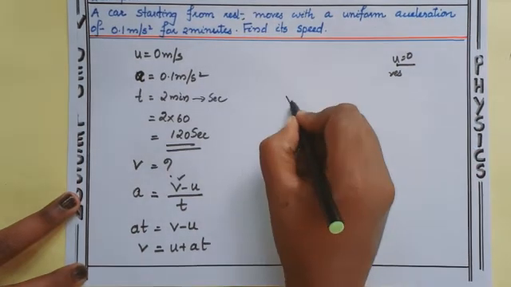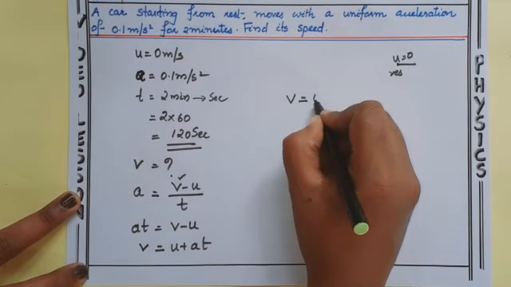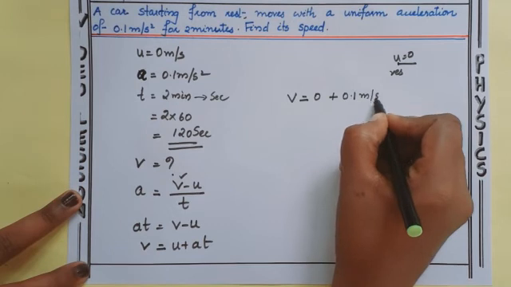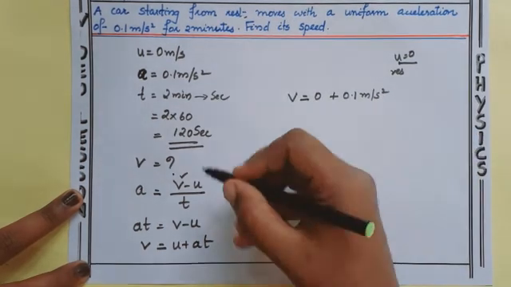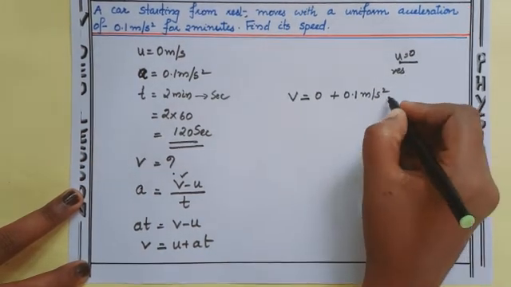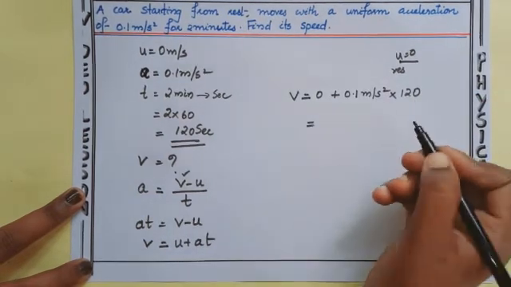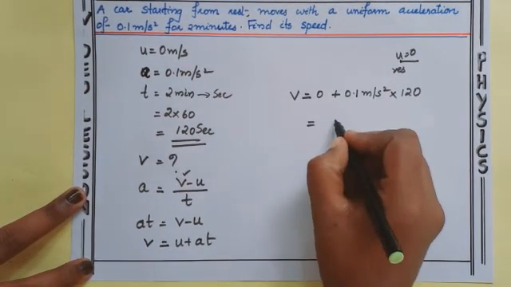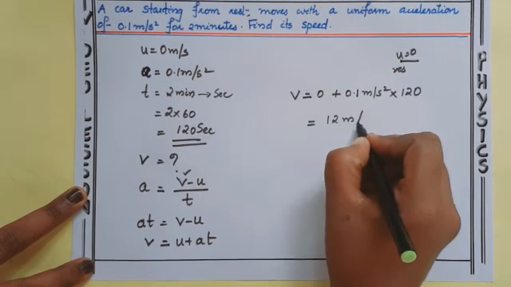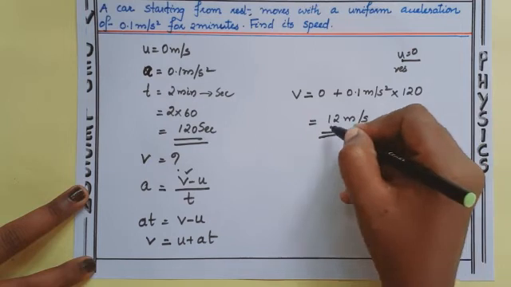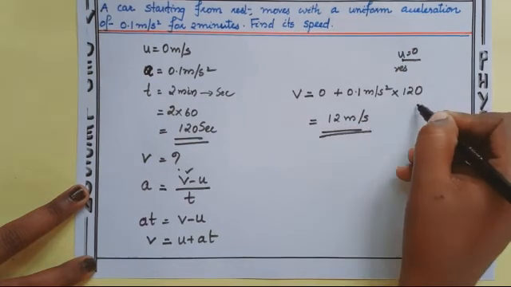Substitute the values into this equation. V is equal to U, which is 0, plus A, which is 0.1 meter per second square, into time, which is 120 seconds. Then the answer becomes 12 meter per second.